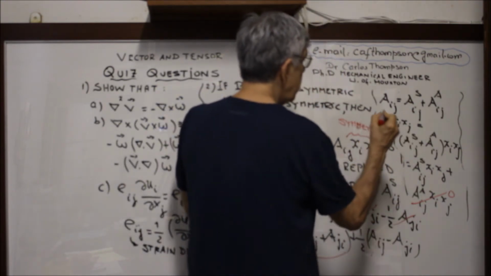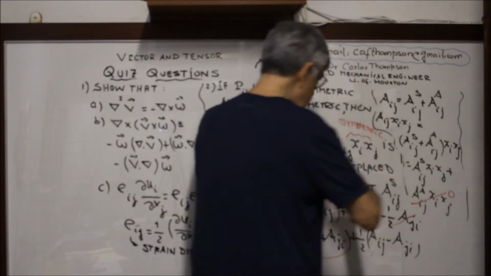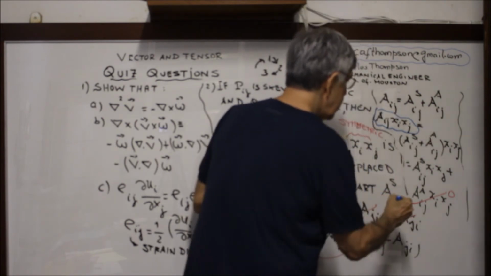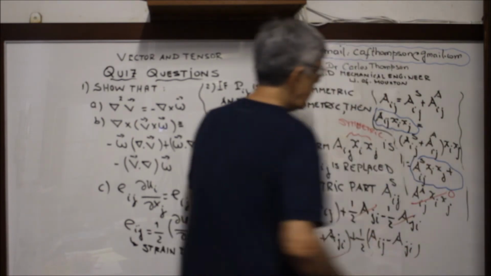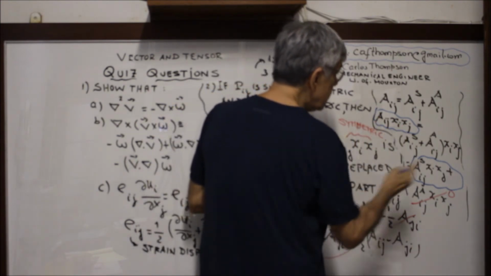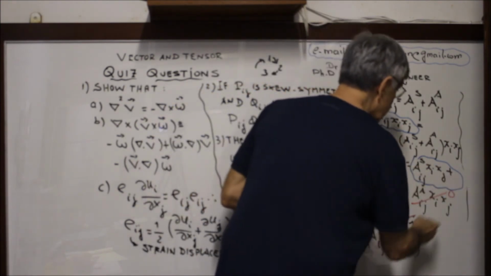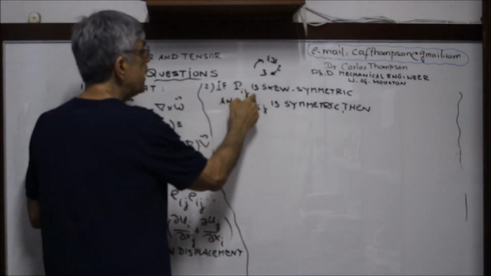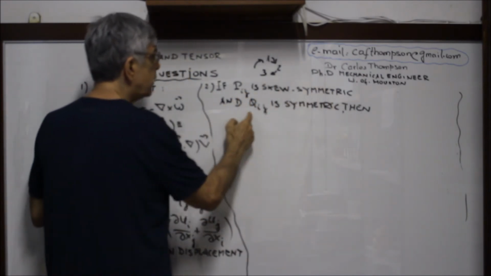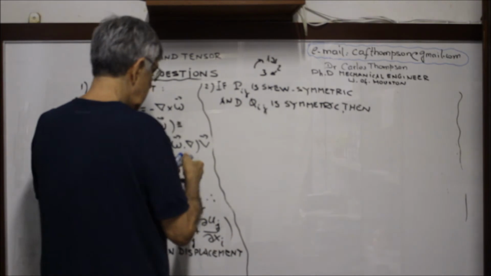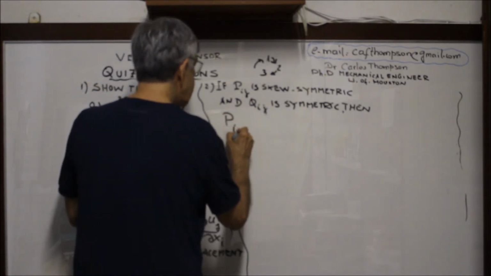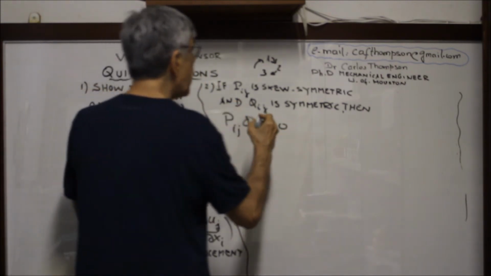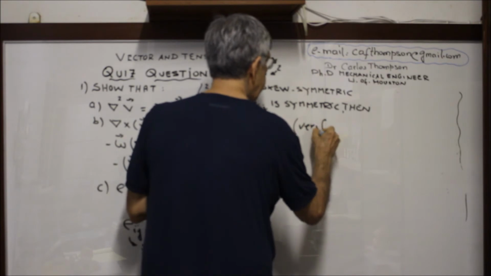So you see, the quadratic form aij xi xj is unchanged if aij is replaced by its symmetric part. Look, aij over here, let's put a blue one to emphasize. So aij xi xj is equal to aij symmetric xi xj. So this is 0. Exercise, quiz question number 2: if Pij is skew-symmetric and Qij is symmetric, then Pij Qij is equal to 0. So let's verify this, okay?